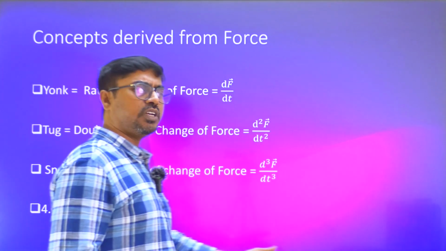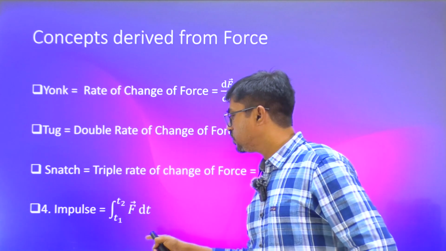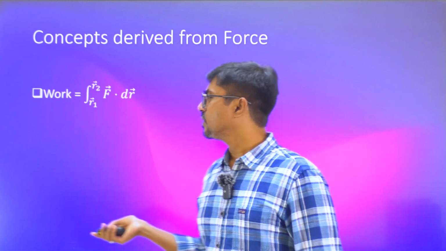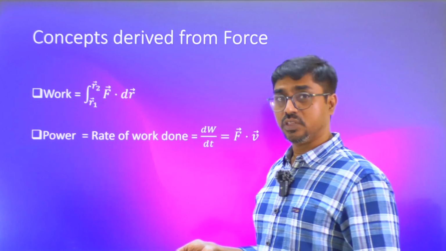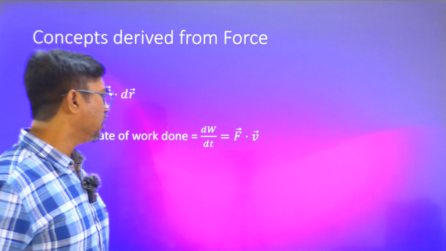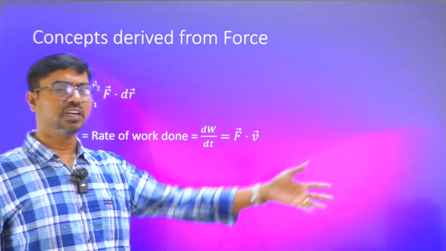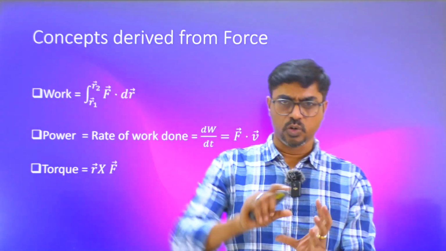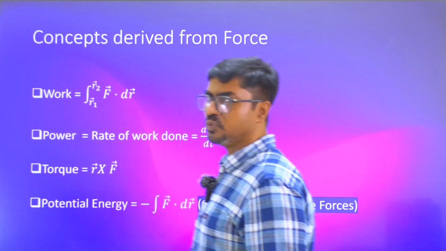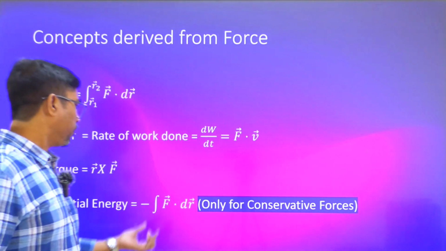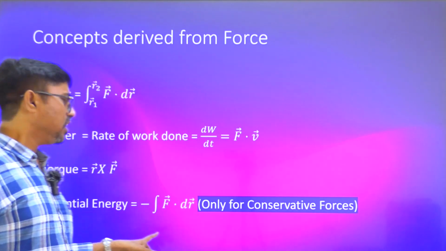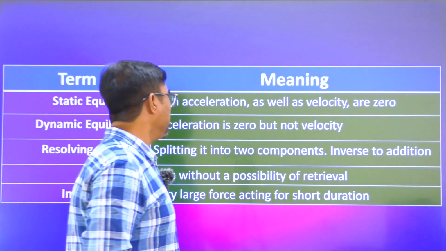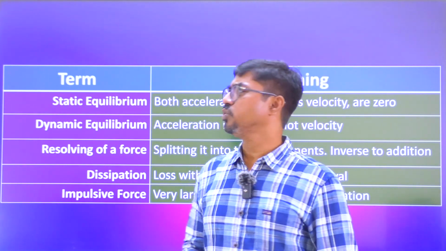Instead of differentiating, you can go for integration. If you integrate with respect to time, you get impulse. And if you integrate it with respect to position, you get work done. And if you differentiate work with respect to time, you get power, the rate of work done, which is also equal to F bar dot V bar, force times velocity, dot product of course. And then torque, R bar cross F bar, which is related to the rotational effect. Then we have potential energy, minus integral of F bar dot dr bar. Of course, this is defined only for conservative forces, and here we don't put any limits, meaning it is an indefinite integration.